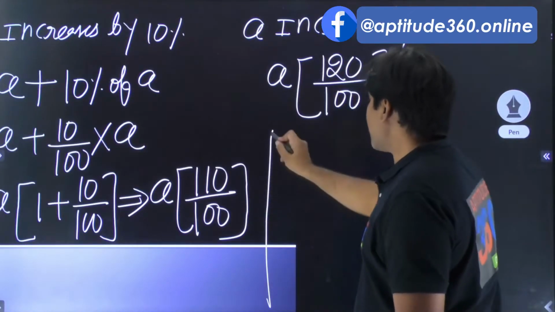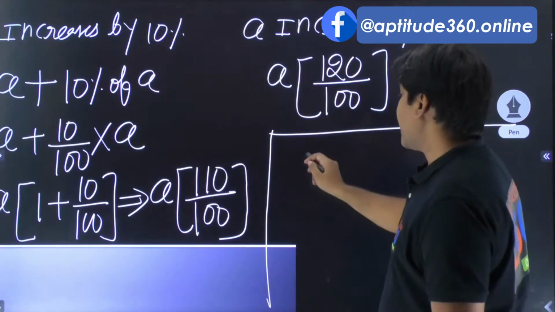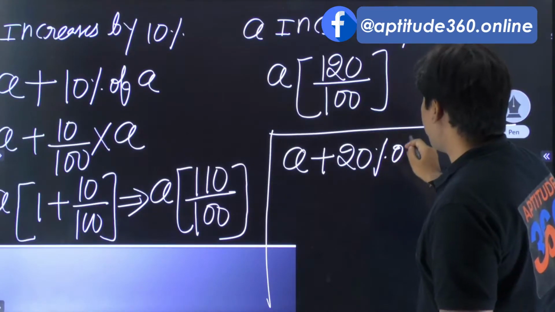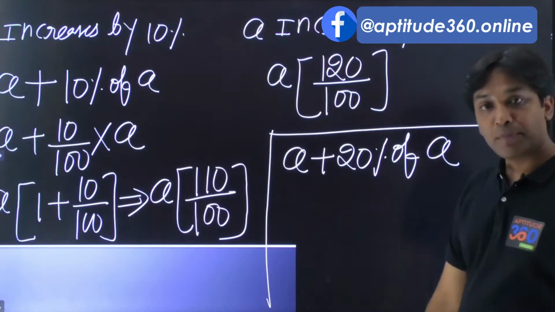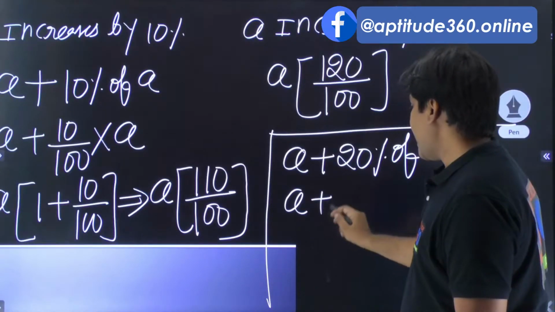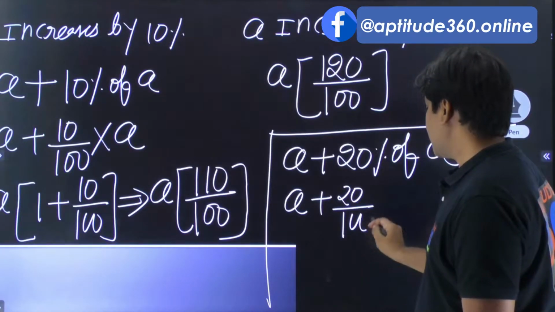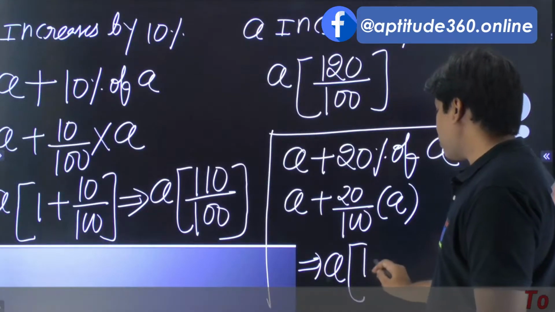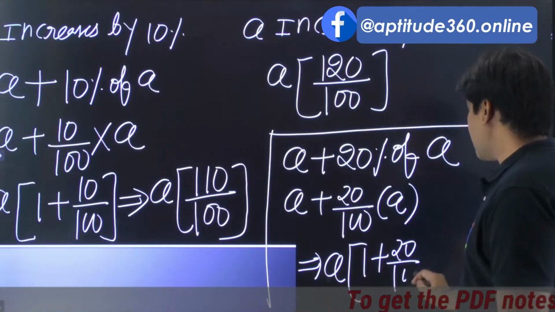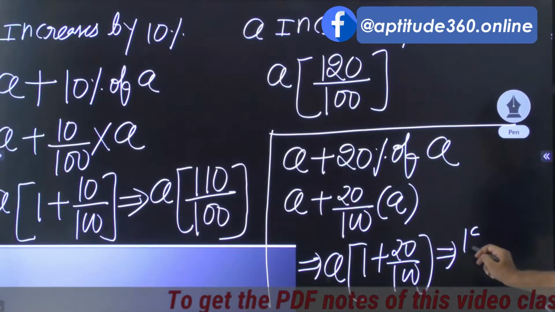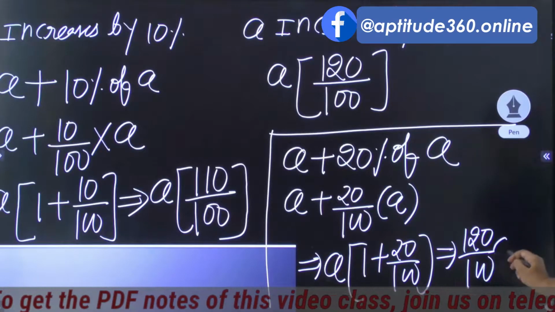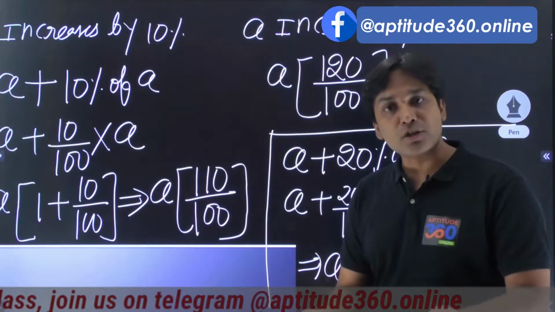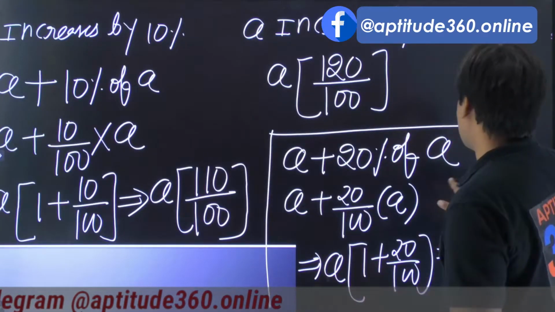So if I still have to solve this with the longer approach, I would say that A is the original value and it is increasing by 20%. So the final value will become A plus 20% of A. I can write this as A plus 20/100 times A. And if I simplify this by taking A common, this becomes 1 plus 20/100, or it becomes 120/100 A. That's a very simple thing. ज़्यादा दिमाग लगाने की ज़रूरत नहीं है, एक बार समझ लिया तो फिर ये आपको समझ में आ जाएगा.